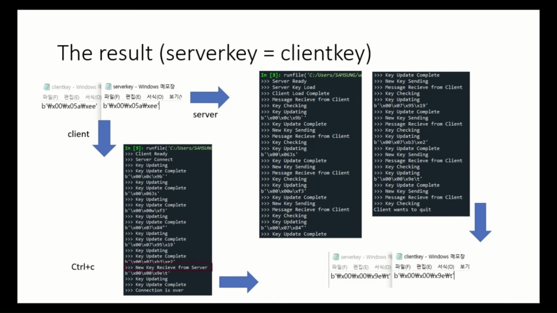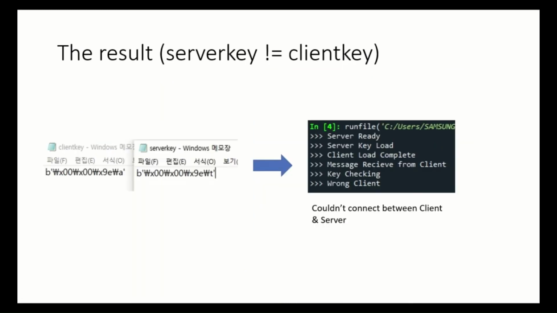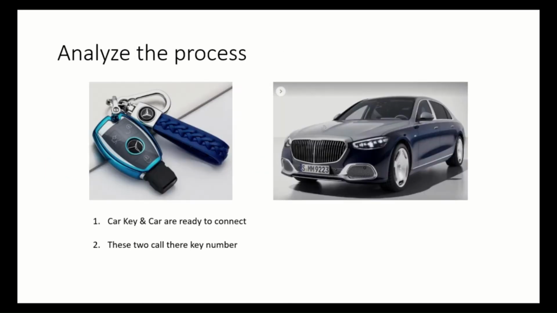So when the client presses Control C, the connection is over. After this connection, let's check their keys. We can see these two keys have the same value. And in the other case, the server key and client key have different values. They couldn't connect between the client and server.